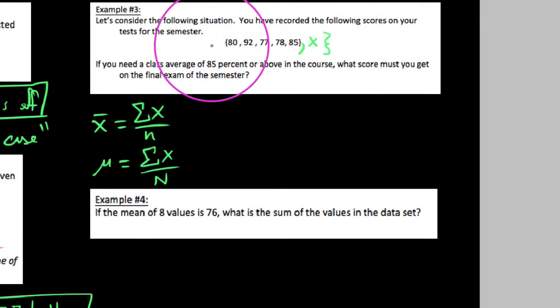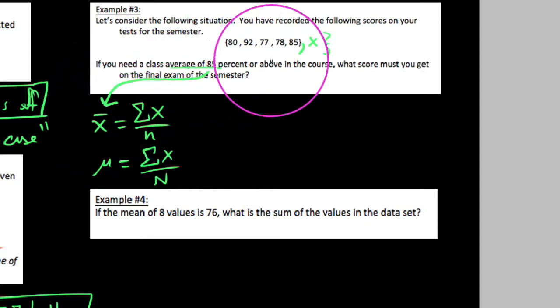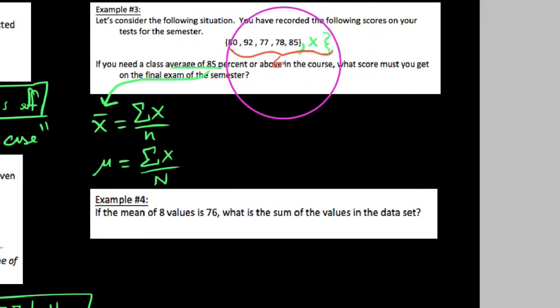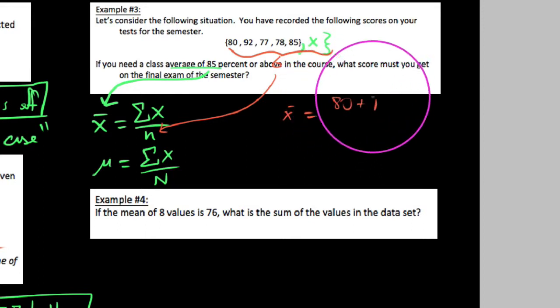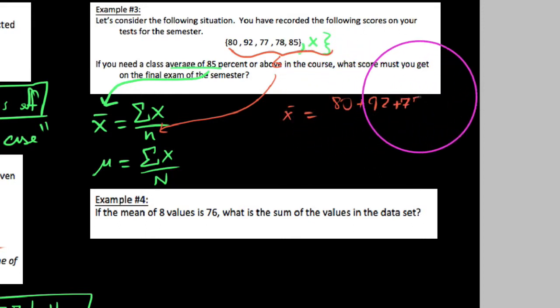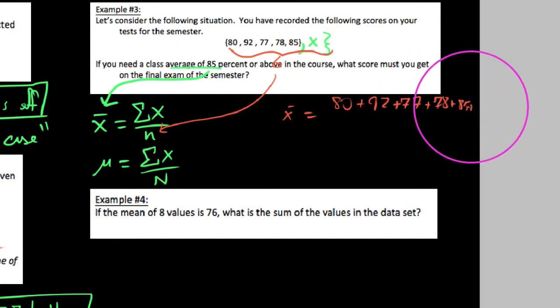But since I already know I need an 85% average, we can actually substitute this into the formula here. So 85 would be the average. The number of data, n, would in this case be 6. So we substitute that in down here, and then we find the sum of all of our data. To write this out the long way, our average is this: 80 plus 92 plus 77 plus 78 plus 85 plus x.